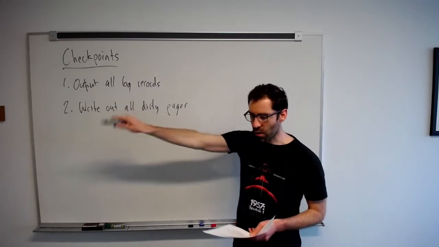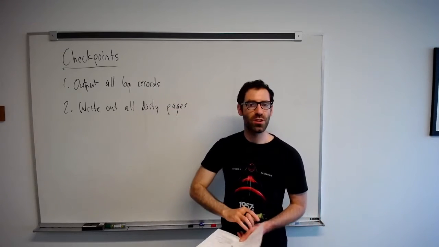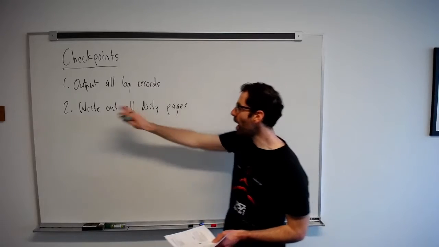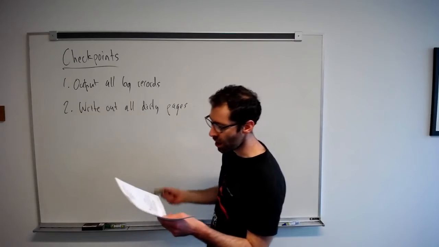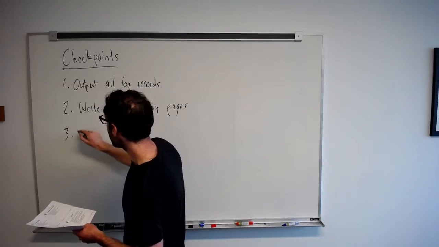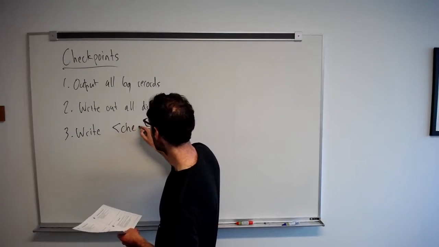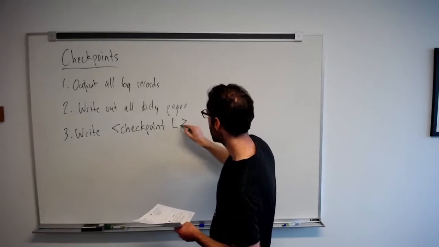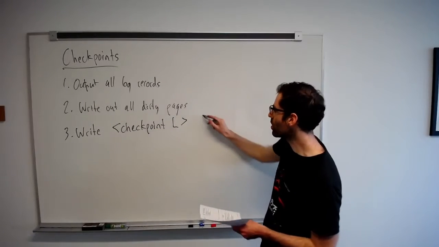So we're going to get all of our logs out to disk, and then once those are there, we know that it's safe to write all those actual modifications that were only made in memory out to disk. So we'll go through our buffer pool, write out all the dirty pages. And third, we're going to write a special checkpoint record to our log.